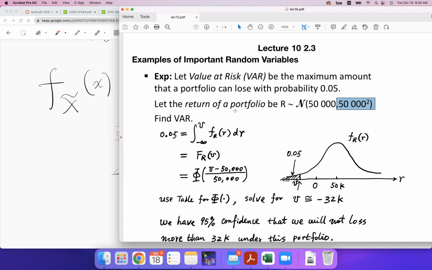Now, given this model of the return, we need to look at the value at risk. This is a quantity defined as follows. The value at risk, called VAR, is defined to be the maximum amount that this portfolio can lose with probability 5%. So according to this sentence, we are looking at this event, the maximum amount that the portfolio can lose, and the case where this event happens with probability 5%.